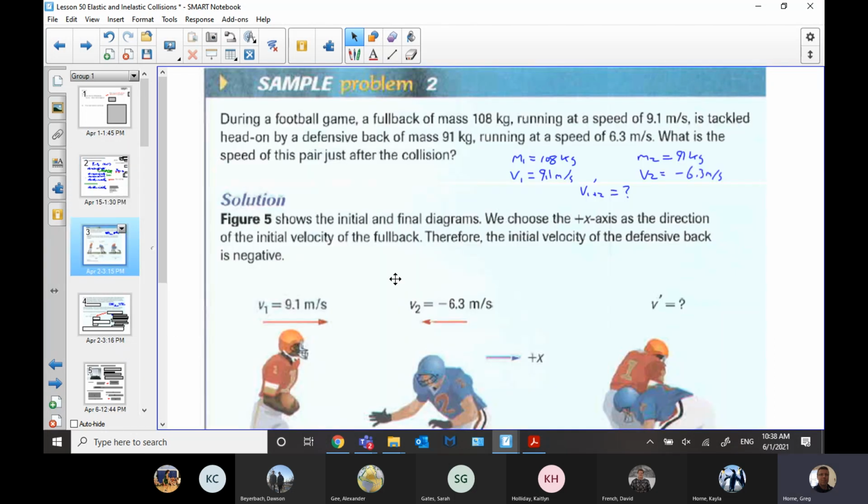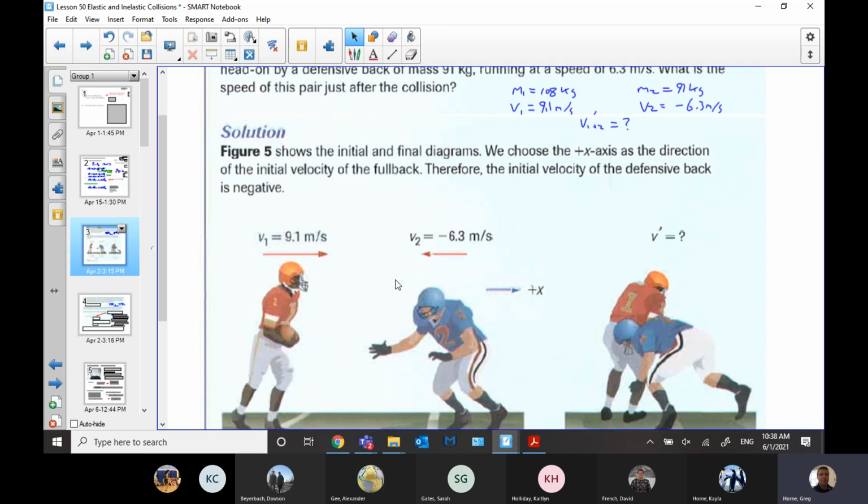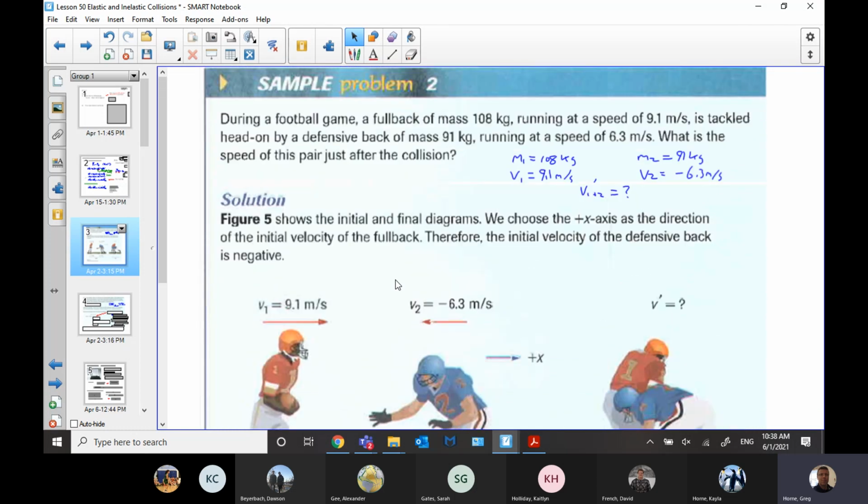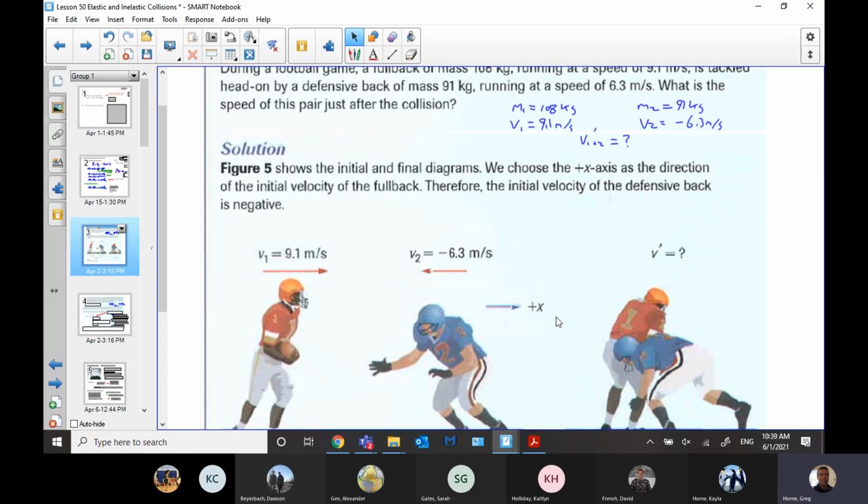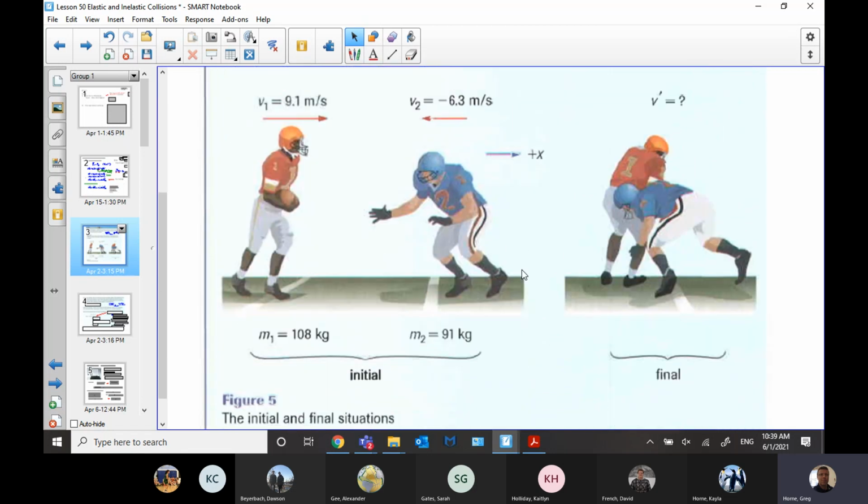So here's the example. We've got two football players and one tackles the other and they end up in a heap on the ground, clinging onto each other and attached together. The way they give you the information is as a paragraph, of course, so you pull out your given information. One person is 108 kilograms running at 9.1, and the other is 91 running at 6.3. I would like to see you do an M1 V1 and an M2 V2. I mentioned on Friday that I personally find it a little easier if you group them rather than having them all in one area. It's easier to pull the right numbers when you need them. And they have the visual here of the different velocities and so on.